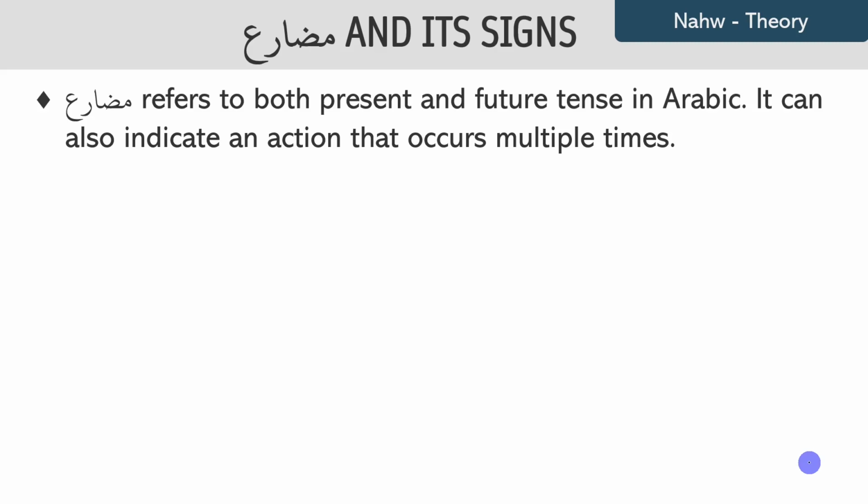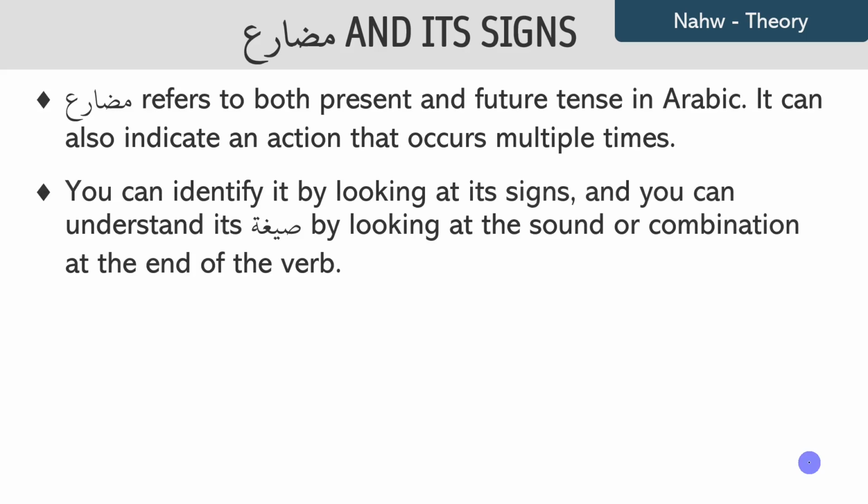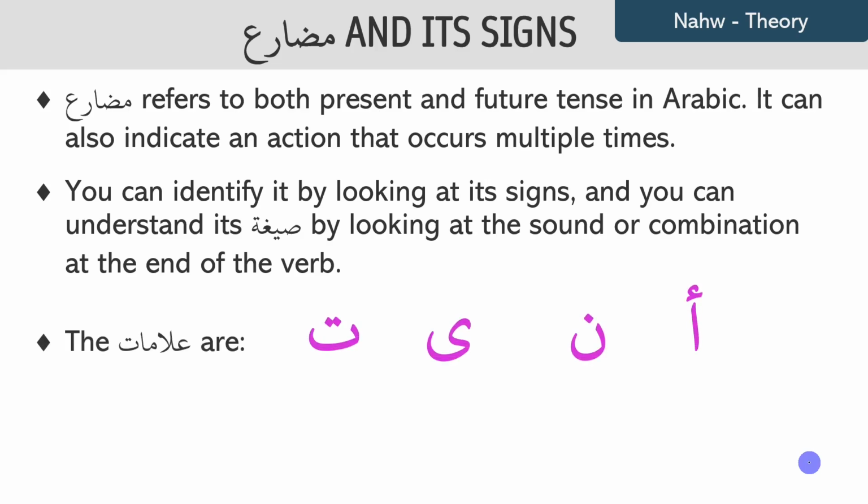Now how do you differentiate the mudari' tense from al-madi? All verbs follow a certain scale, and we saw the conjugation table for al-madi already. Now, mudari', you can recognize it by its signs, and you can also figure out its sigha by looking at the i'rab of the verb. The signs of the mudari' tense are called alamat, and they appear at the beginning of the verb. They are a hamza, a noon, a ya, and a ta.